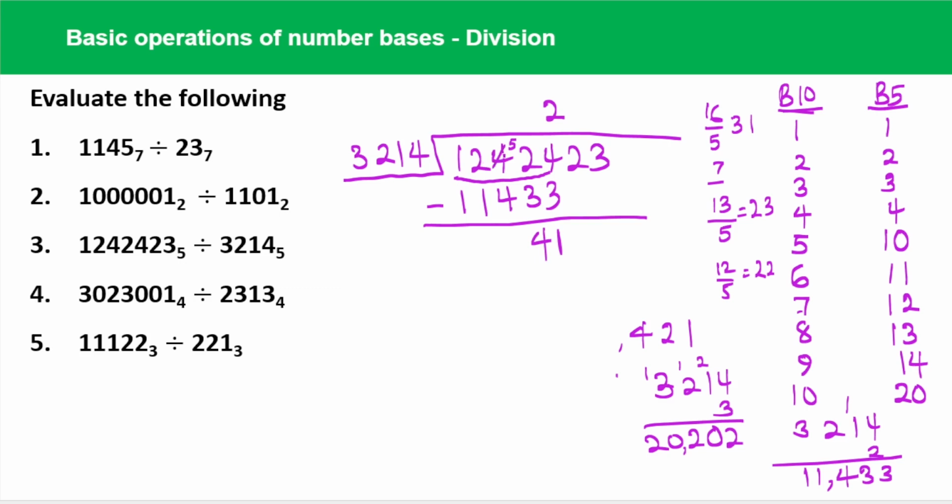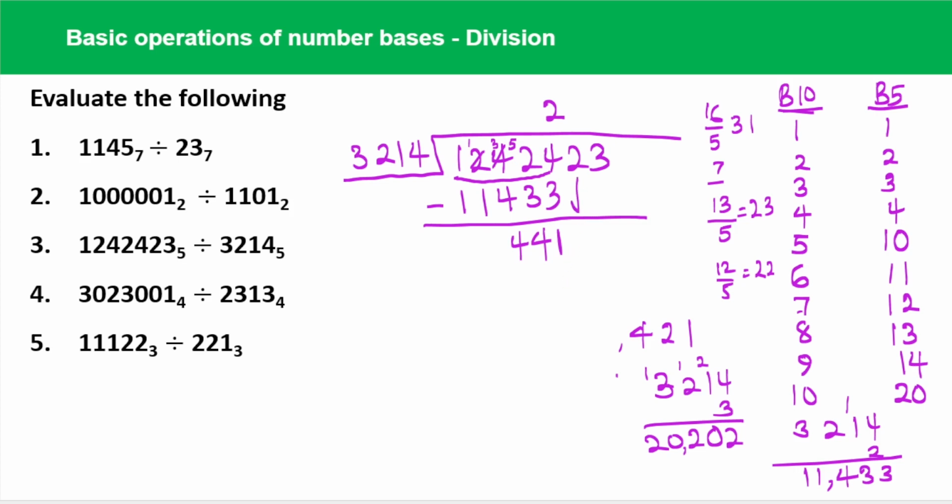So we borrow. 3 minus 4 is impossible. We borrow 1 from this again. This will remain 1. The 1 we borrow from here becomes 5. 5 plus 3 will give us 8. 8 minus 4 will give us 4. Now this is remaining 1. 1 minus 1 is 0. 1 minus 1 is also 0. So our remainder will be 441 base 5.